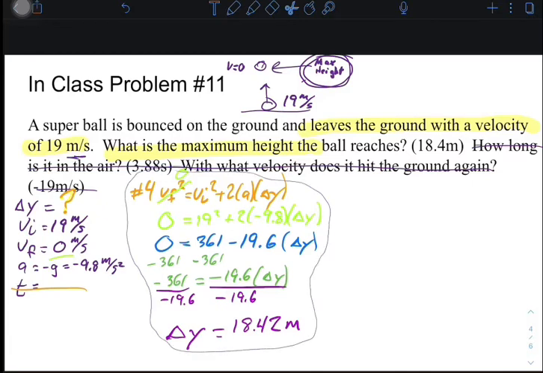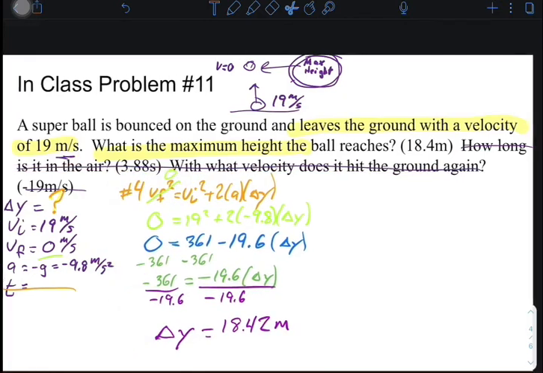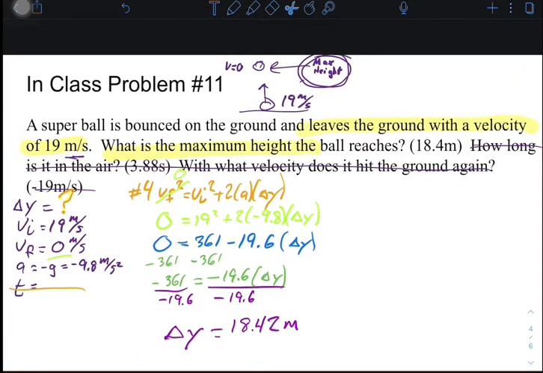So then for the next part, the idea is we're trying to figure out how long was it in the air. Now we got to think about this. When we say how long is it in the air, are we talking total time from the ground up and back down, or are we just saying from the ground up? Or are we just saying from max height down? How long was it in the air? The idea of how long is it in the air is total time.